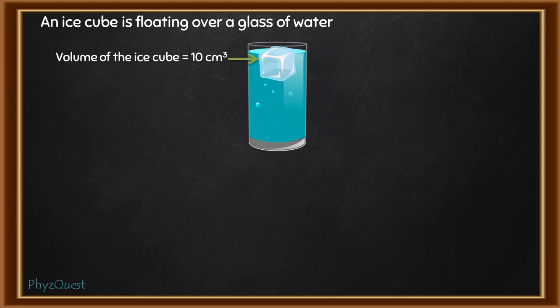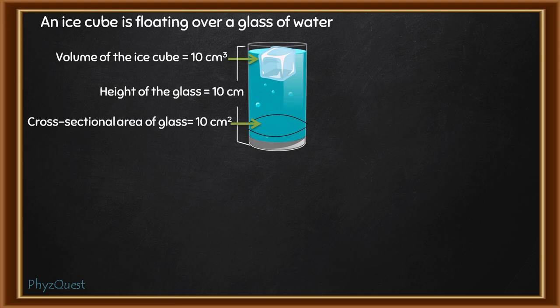It is already given that water is filled almost till the brim of the glass and the height of the glass is 10 centimeter, and the cross-sectional area of the glass is 10 centimeter square. So we need to find out what will be the change in the level of water after this ice completely melts. For that we need to find out the volume of the water displaced by the ice and the volume of the water formed after the ice melts.